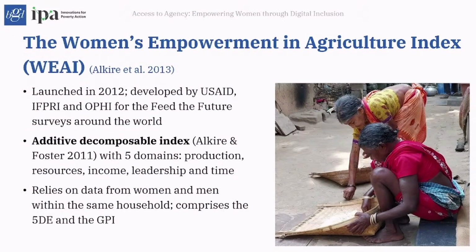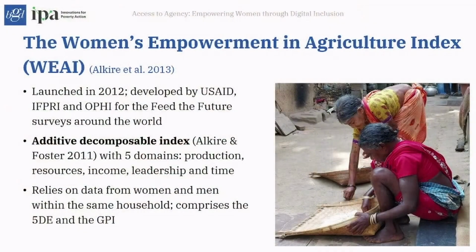And so one part of the Women's Empowerment in Agriculture Index is what is known as a gender parity index that compares scores along 5 key domains for women and men in the same households. And the domains are production, resources, income, leadership, and time. Next slide, please.